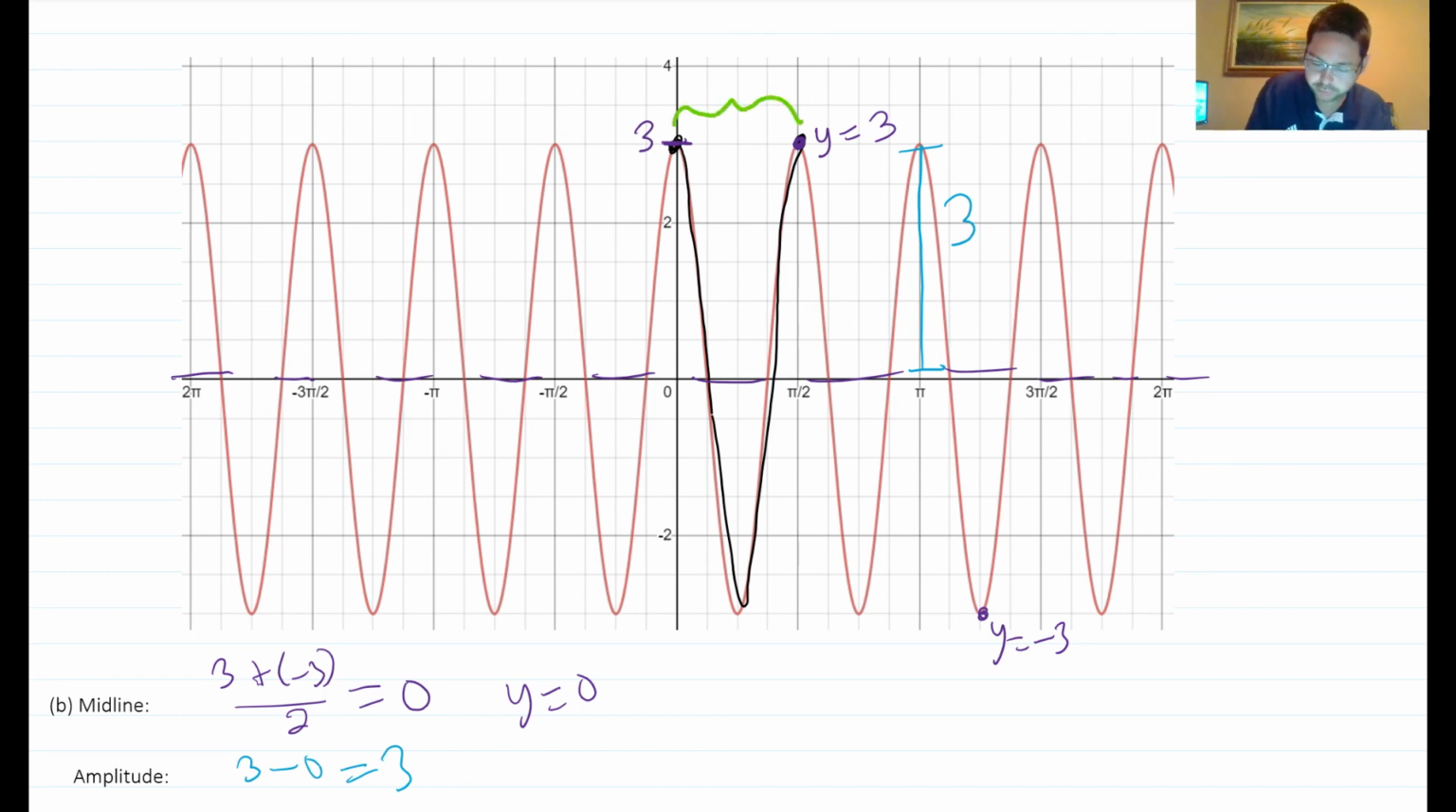So right here, this is one cycle. After that, it repeats, right? So after that, it begins to repeat. So what are the x? Let's subtract the x coordinates.